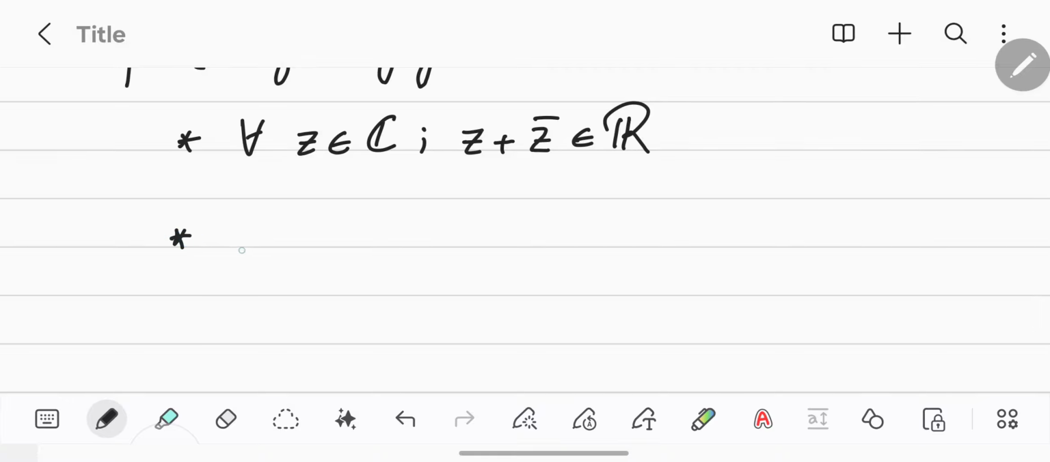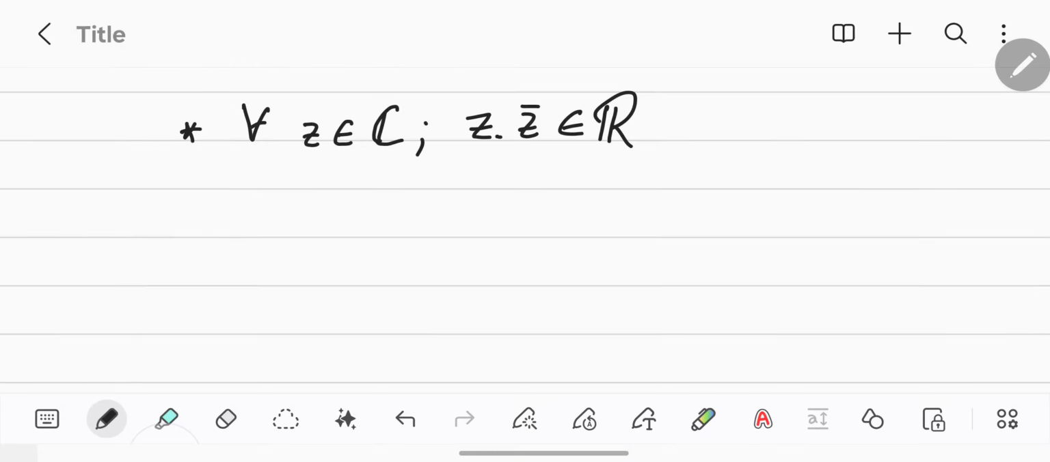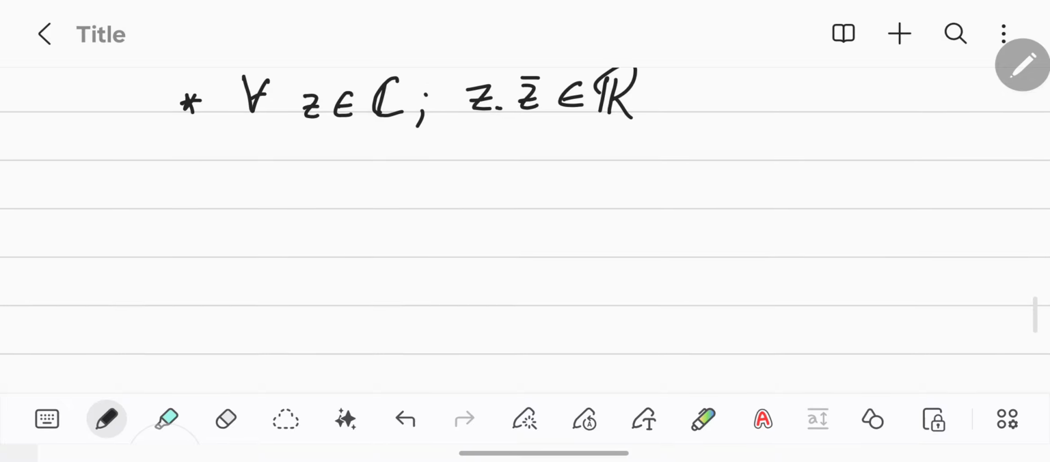The second property is, if you have any Z belonging to C, meaning any complex number, Z times Z conjugate is again a real number. If you multiply Z with its conjugate or add Z and its conjugate, you will get a real number. So these are the two properties. In this video, we will talk about the reciprocal of a complex number.